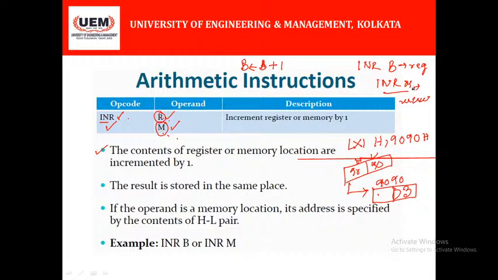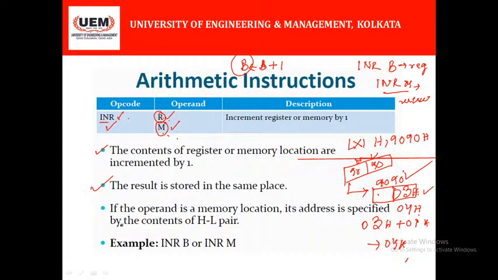Now what happens after INR M? 03H is stored. So the M value is 03 plus 01H. So the result is 04H. So the value at 9090 will be incremented and it will become 04H. So after the operation, the result is stored in the same place. That means either it can be stored in the B register, or in the HL register pair, or in the memory location.